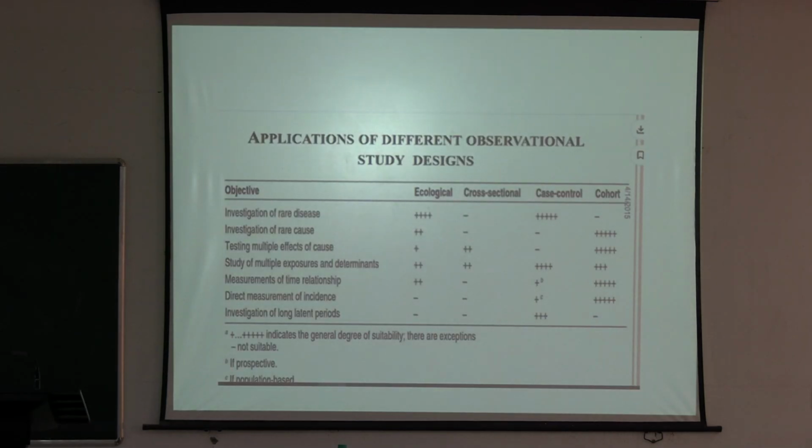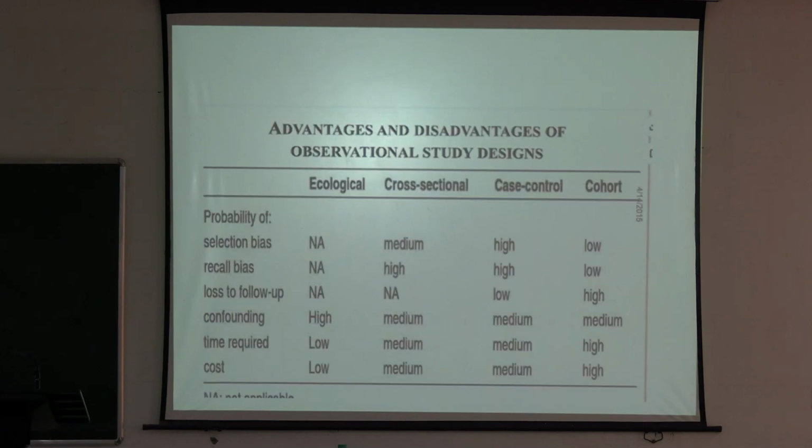So here are some things about cross-sectional, cohort and other studies. Cross-sectional studies are not good for rare diseases, not good for rare causes. Multiple effects, yes. Multiple exposures, yes. But anything else, we can't do. On the other hand, case control and cohort studies have more advantages, but they have their own problems also. Again, for cross-sectional studies, you have medium selection bias. Recall bias is quite high.